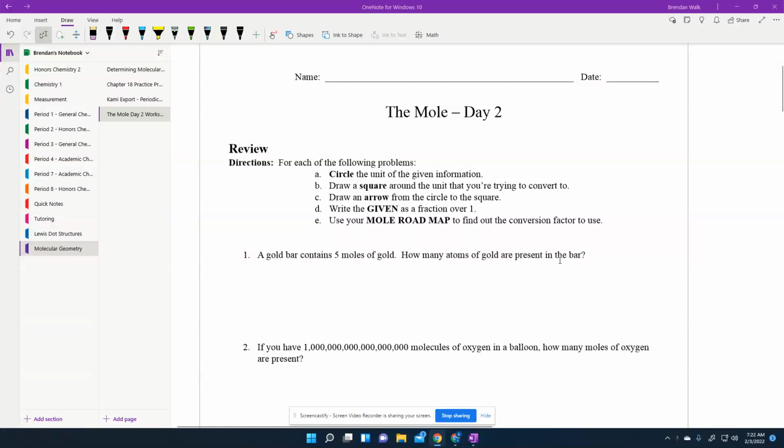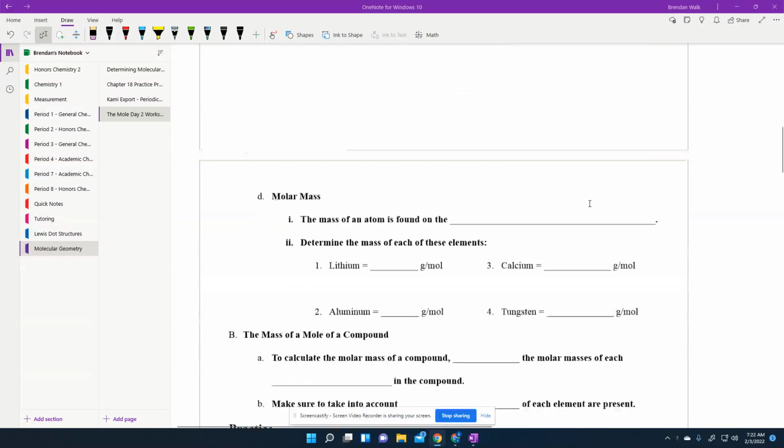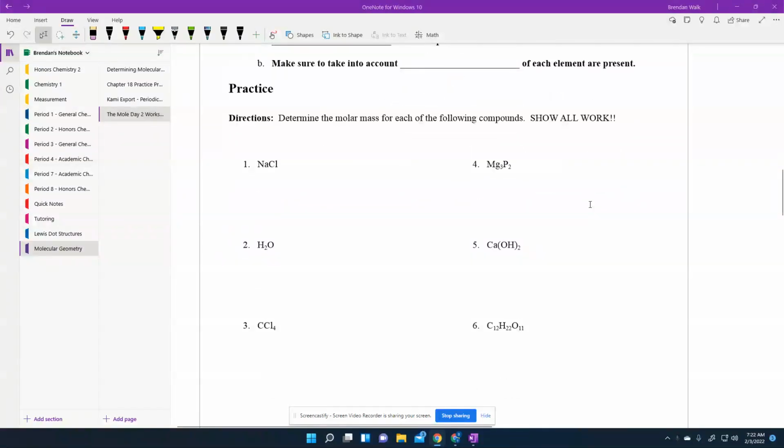So I wanted to record the second half of these notes. We started the Mold Day 2 yesterday. We made it through talking about the idea of masses and figuring out molar masses, and we kind of finished up right here. We did calcium hydroxide and sugar together, and then your homework last night was to figure out the molar mass of the other four compounds.